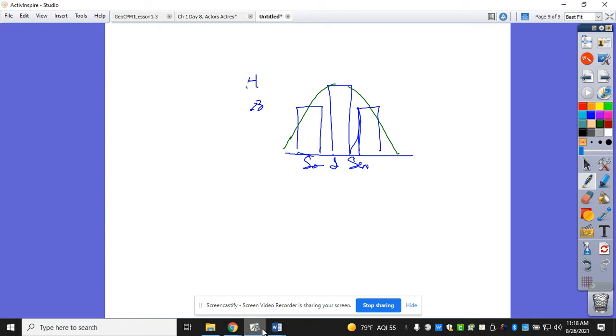So a density curve, and this is on here that says density curve in bold. A density curve is a curve that is always on or above the horizontal axis and has an area of 1 underneath it.